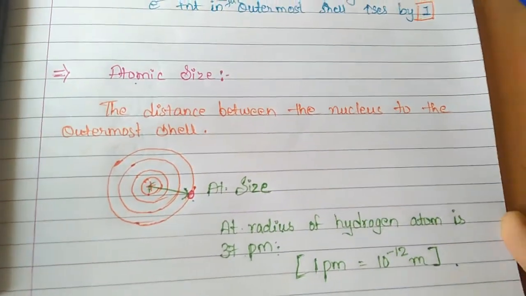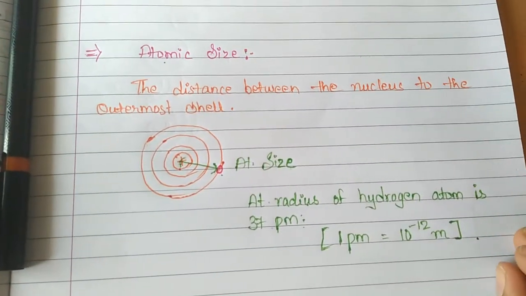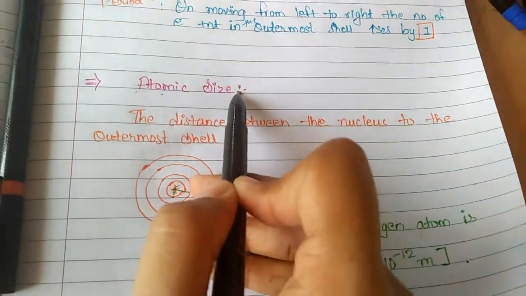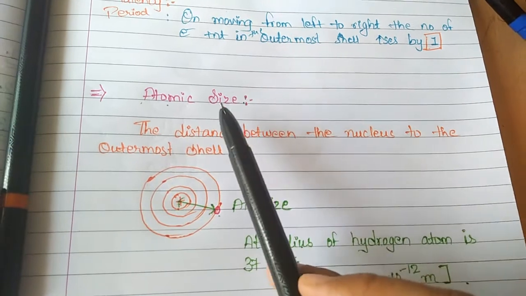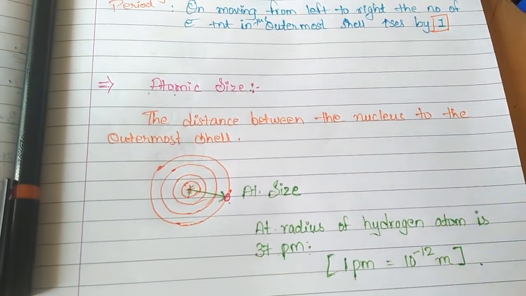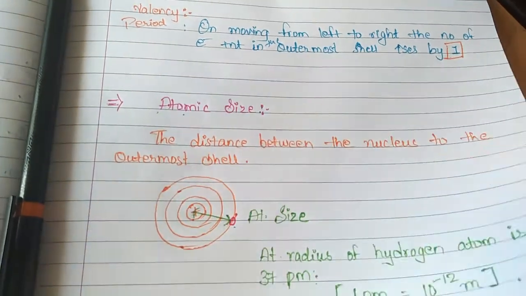So today we complete our lecture here, and in the next lecture we'll learn the trends in atomic size and the trends in metallic and non-metallic character, and we'll complete our lecture in the next period. Thank you.